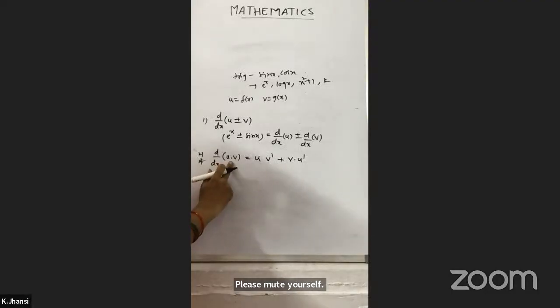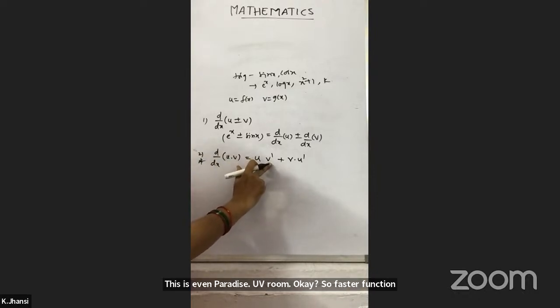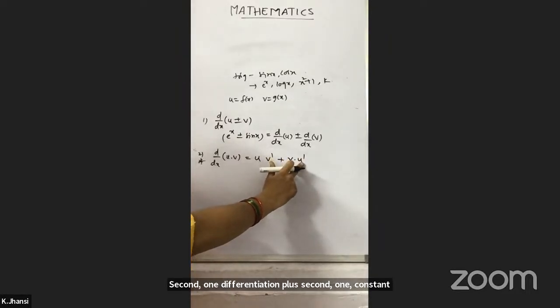Okay, this is the important one. With the help of this you can solve many problems. This is even called the UV rule. So first function you keep constant and differentiate the second, plus second one constant and differentiate the first.